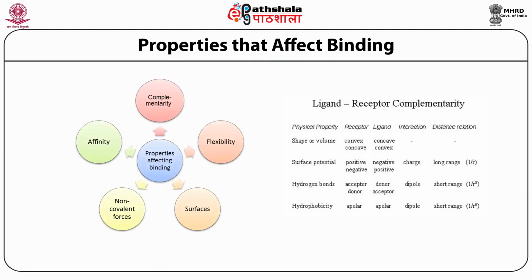Here we discuss the properties that affect the binding. The binding of a protein and ligand is largely affected by complementarity, flexibility, surface area contact, non-covalent forces, and of course affinity. So these are the major factors that affect the binding affinity of protein-ligand interactions.